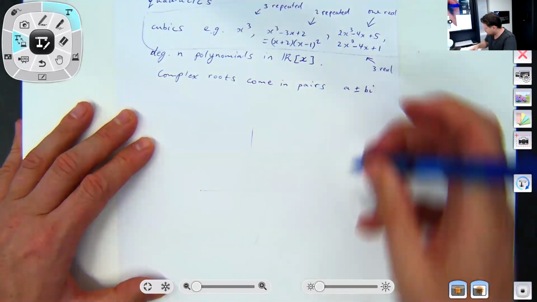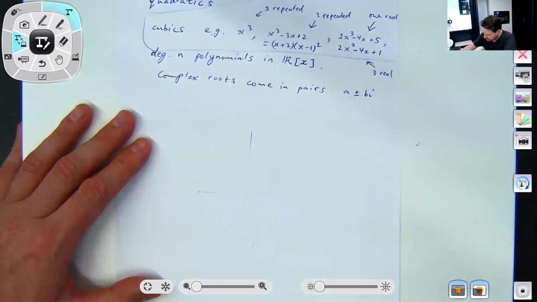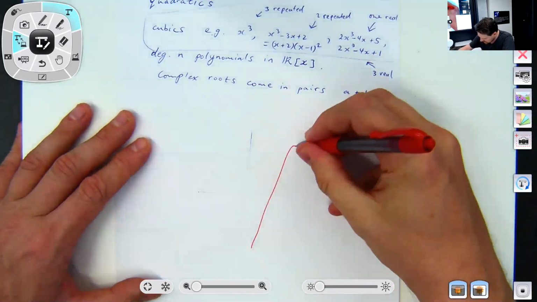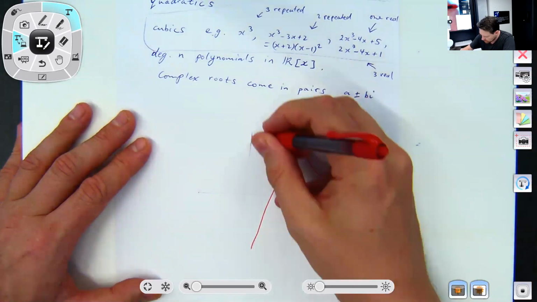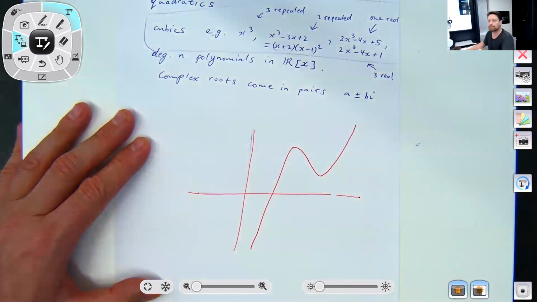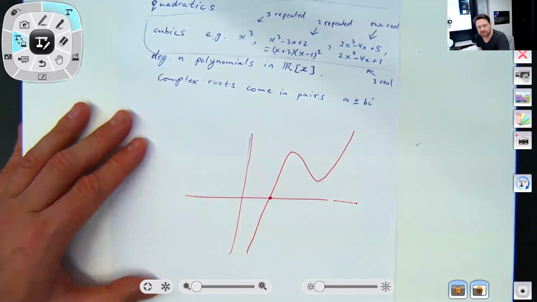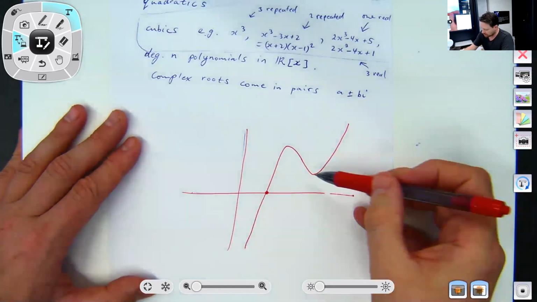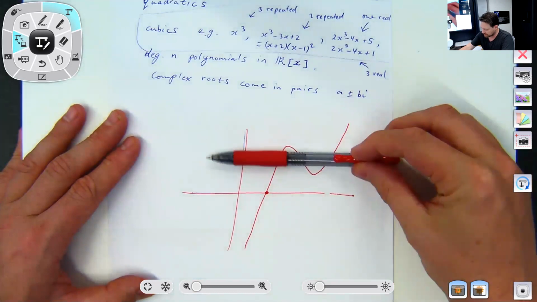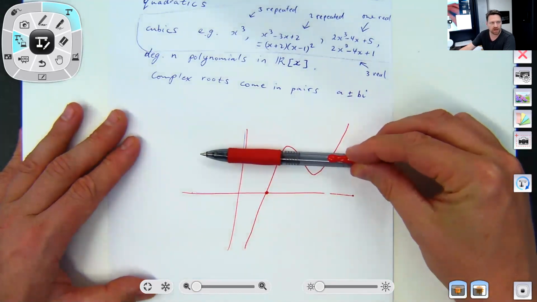So I have to do something about it. I'll get the red pen. I'm going to try to do this again. So it might look like this if you were to plot it, right? And you can see visually it only intersects the axis once in one place. The axis would be up here if it had 3 real roots, okay?